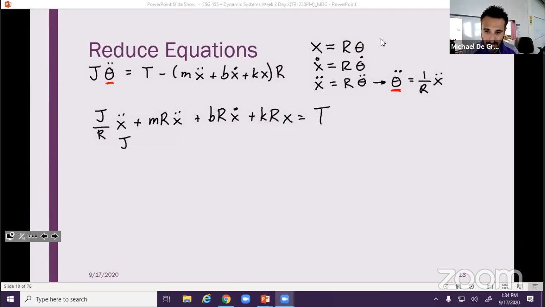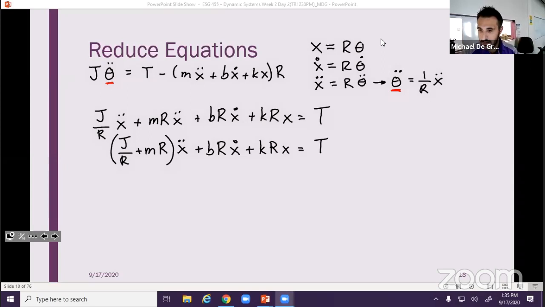But it doesn't look so great, and so I'm just gonna go ahead and do that and combine my like terms, right? And we'll leave it there. But I am going to do one other thing with this.